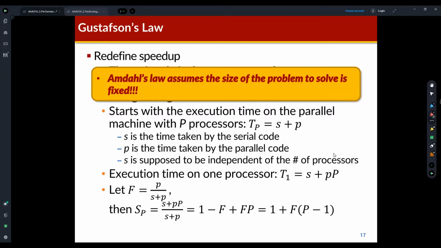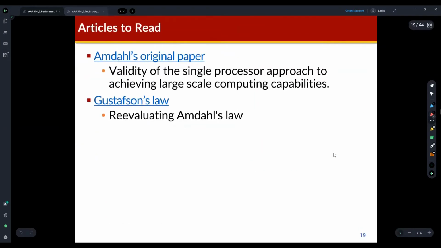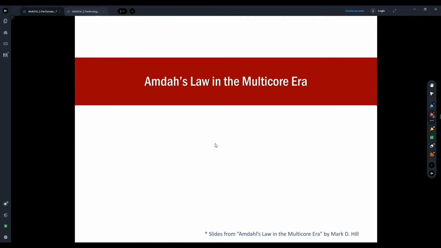So in this case, you need to define an appropriate workload or appropriate usage environment for your research. Okay. So actually, I posted Amdahl's original paper on Piazza. If you're interested, you can read the paper. If you click on this link, it's Gustafson's law, then you can also find the paper by Gustafson. And then, okay, let's think about Amdahl's law in the multi-core era.